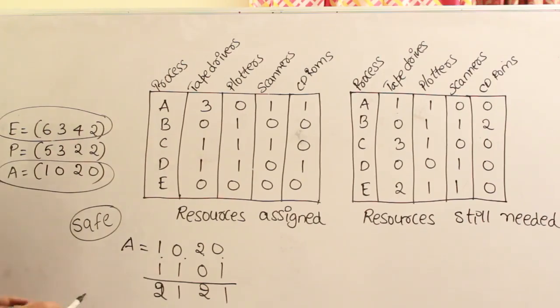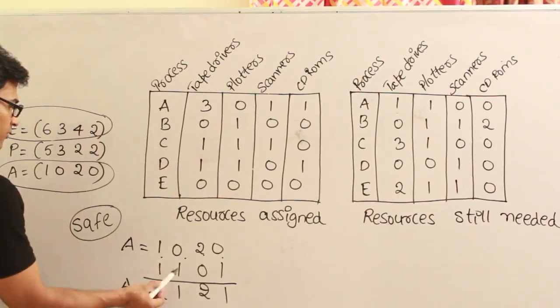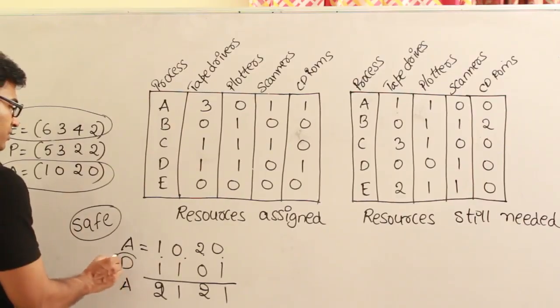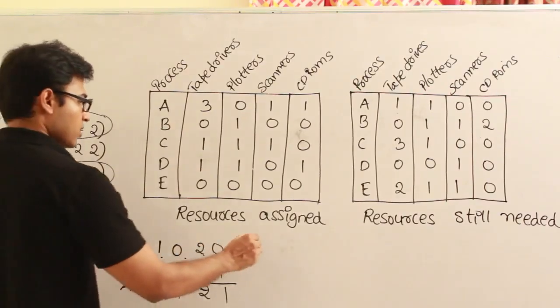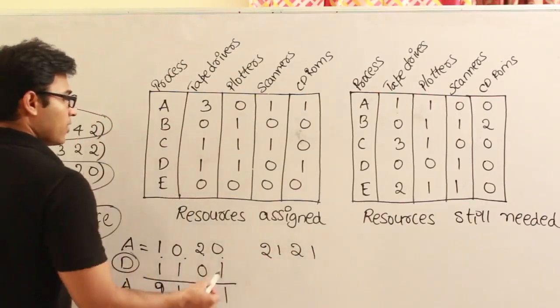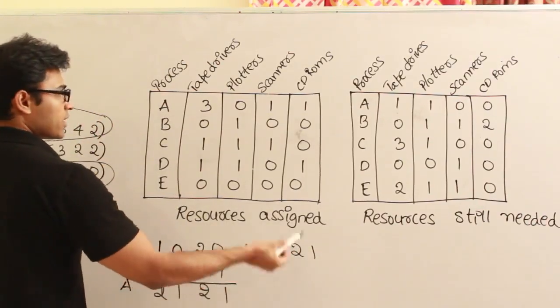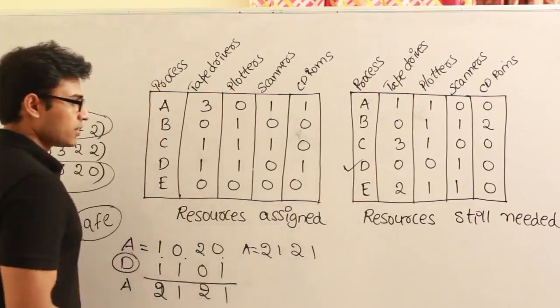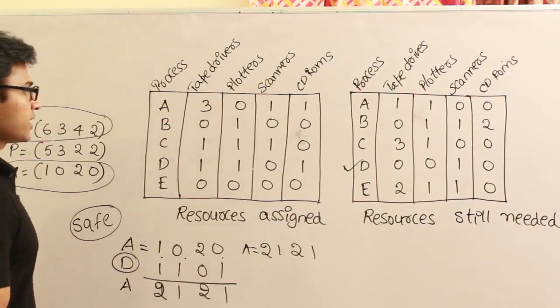Got it? Therefore this one will be the new available vector, right? So what did you satisfy here? D is satisfied completely, right? And now the new available vector is 2121. Fine. Now with this new availability, check what could be satisfied. Already D is satisfied, you need not worry about it. Now with this 2121, can you satisfy A?